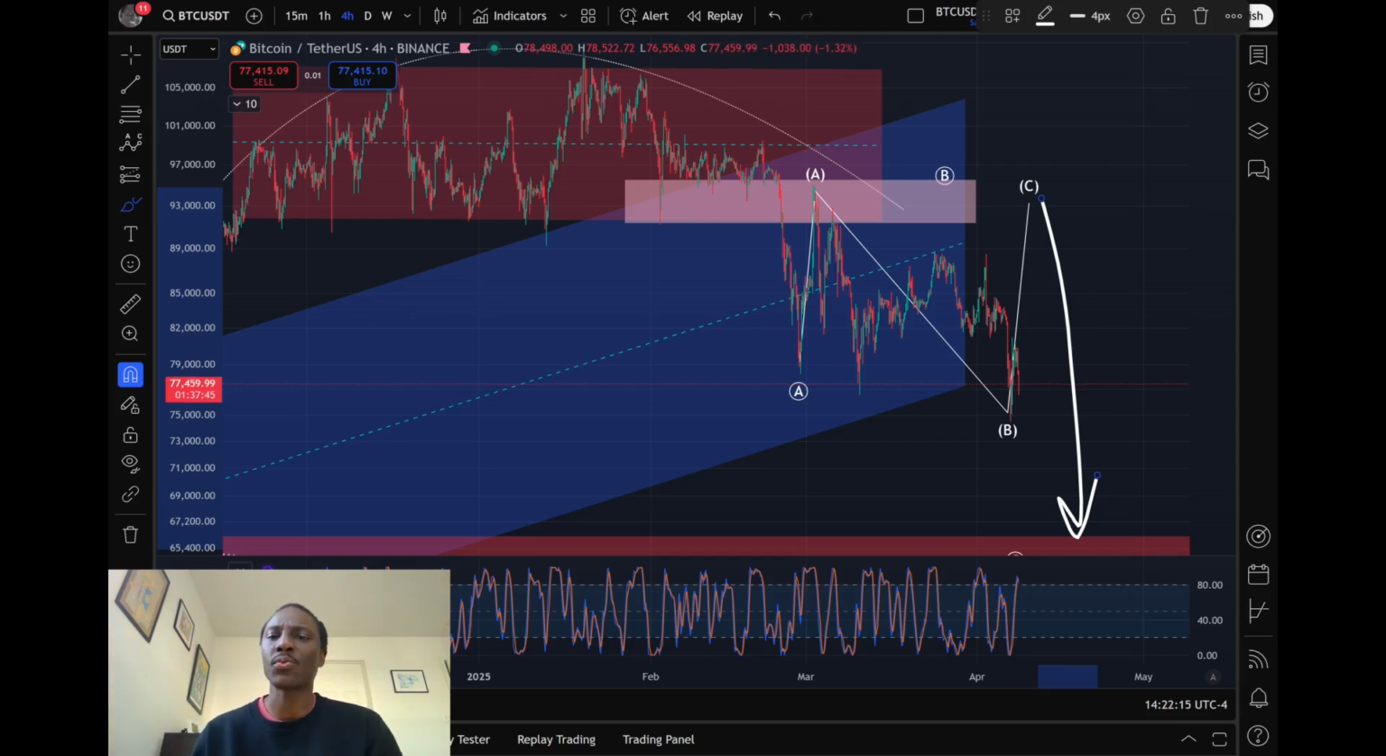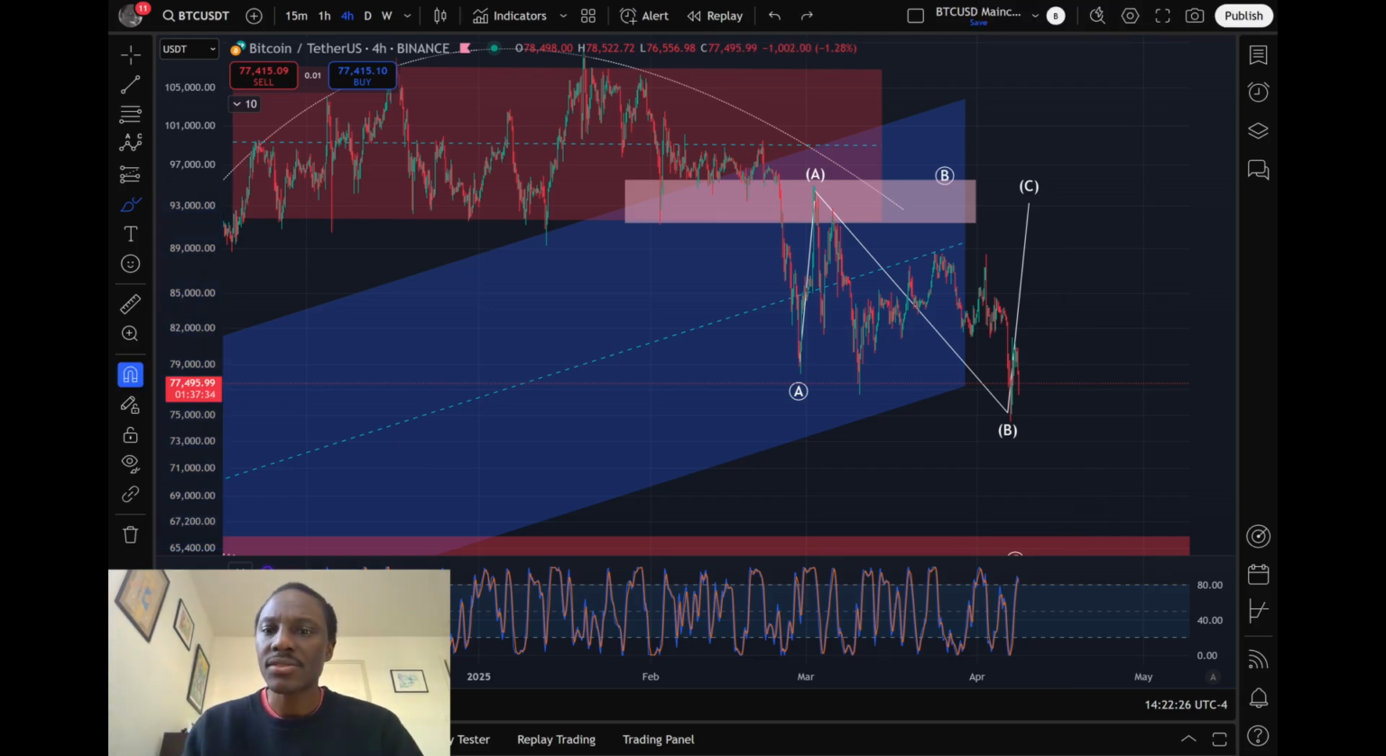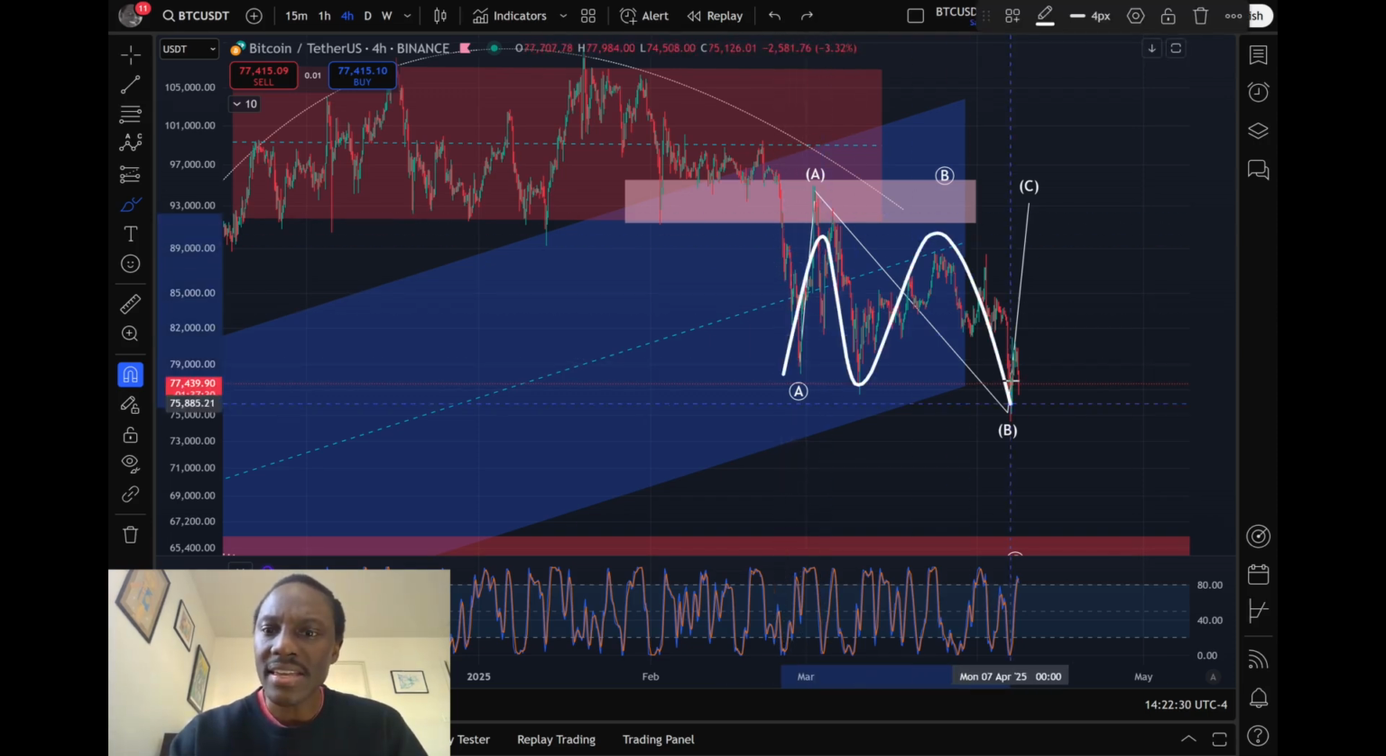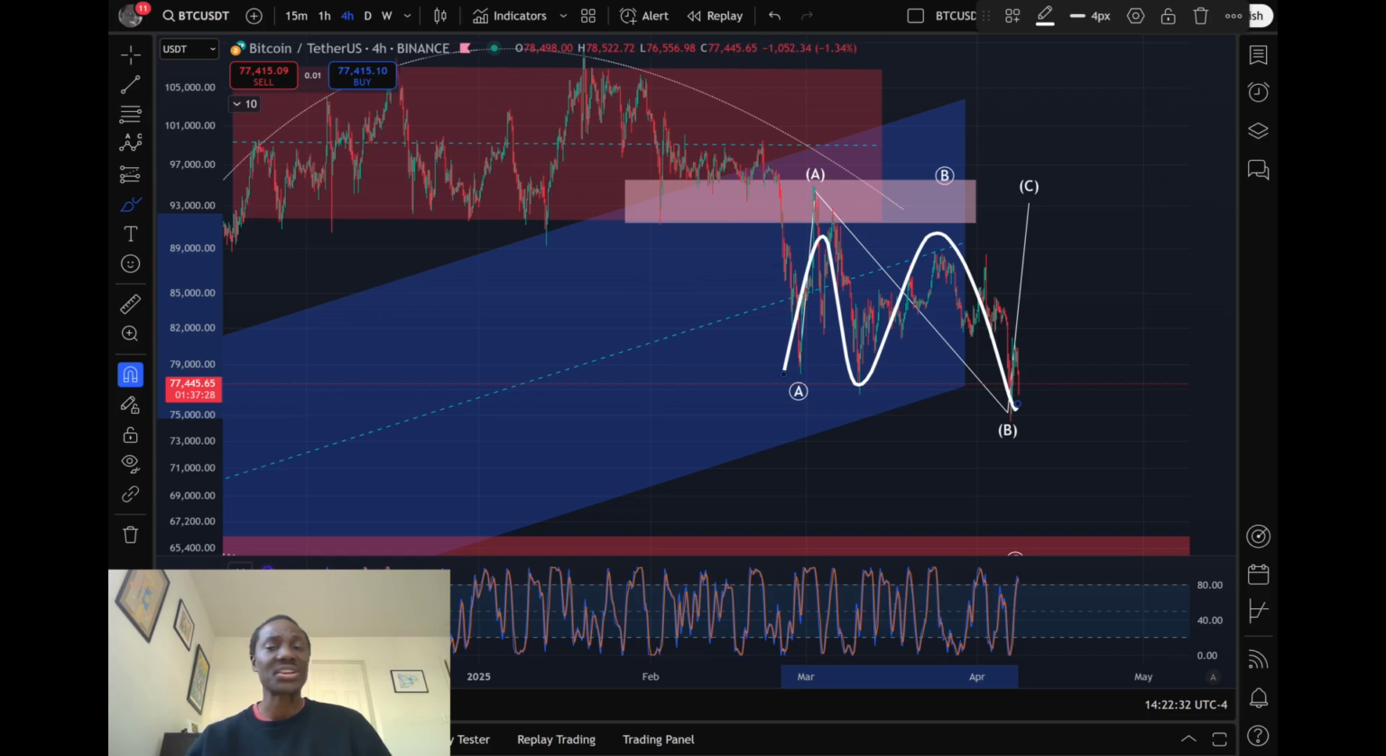This is what it is: it's now or never for that initial move of alt season 2025. This is what we're going to talk about, okay? So again, we looked at how this is some sort of flat correction, and again, it's hard to say exactly how it's going to look.